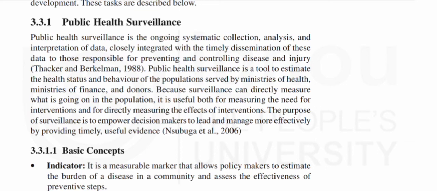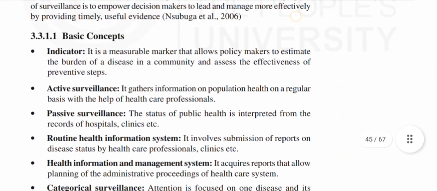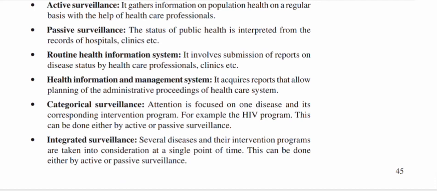Sebuga et al. 2006. Basic concepts. Indicator. It is a measurable marker that allows policymakers to estimate the burden of a disease in a community and assess the effectiveness of preventive steps. Active surveillance. It gathers information on population health on a regular basis with the help of healthcare professionals. Passive surveillance. The status of public health is interpreted from the records of hospitals, clinics, etc. Routine health information systems. It involves submission of reports on disease status by healthcare professionals, clinics, etc. Health information and management system. It acquires reports that allow planning of the administrative proceedings of the healthcare system.